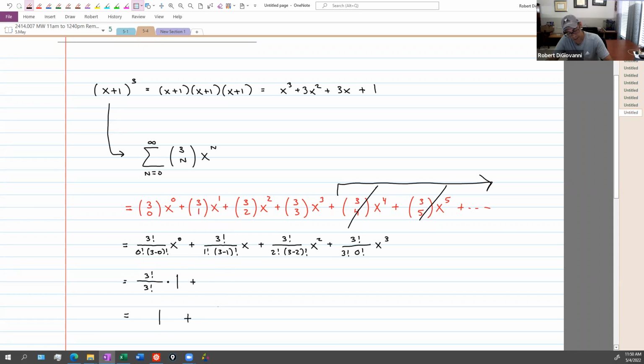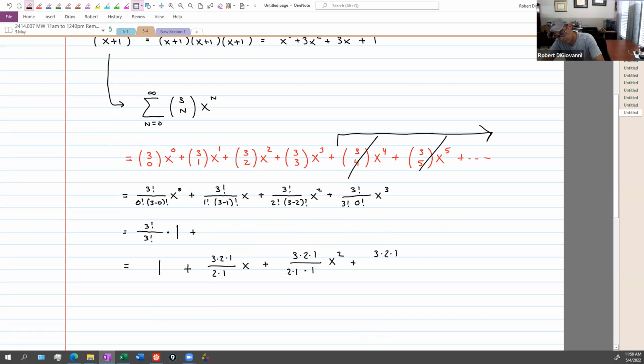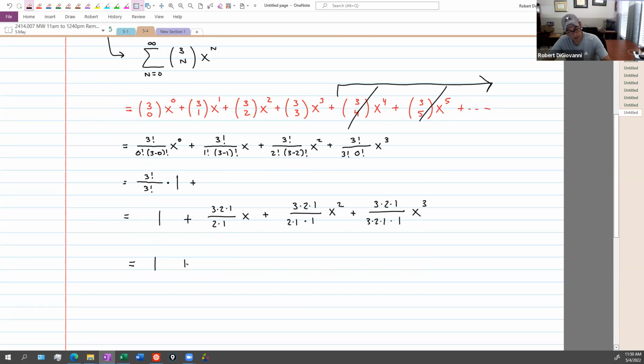Now here, this is going to turn out to be 3 times 2 times 1 on top. On the bottom, 1 factorial is 1. 3 minus 1 is 2. So 2 factorial on the bottom is 2 times 1, x. Then 3 times 2 times 1 over 2 factorial is 2 times 1. And then 3 minus 2 is 1. So times 1 factorial, which is 1. I know I'm going fast here. Last one is 3 factorial over 3 factorial times 0 factorial, which is 1. So you get 1 plus, let's see, the 2's and 1's cancel, 3x plus 2's cancel, 1's cancel, you get 3x squared plus 3's, 2's, 1's cancel, you just get x cubed.